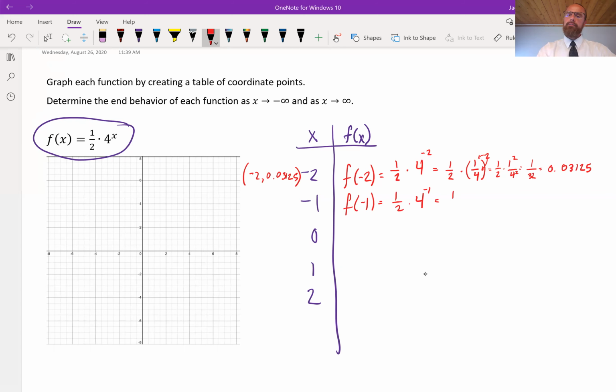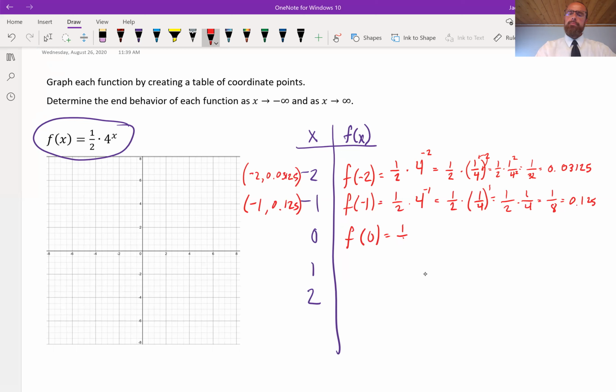which again is 1/2 times 1 over 4 to the power of +1. We don't have to do a lot of work with the power of 1. Remember, that's the identity element for the exponent. It gives us back the base as is. So this is 1/2 times 1/4, which is 1 times 1, or 1 over 2 times 4, or 8, which has the value of 0.125. That gives us a second coordinate point, -1, 0.125. Now we'll calculate f at 0.